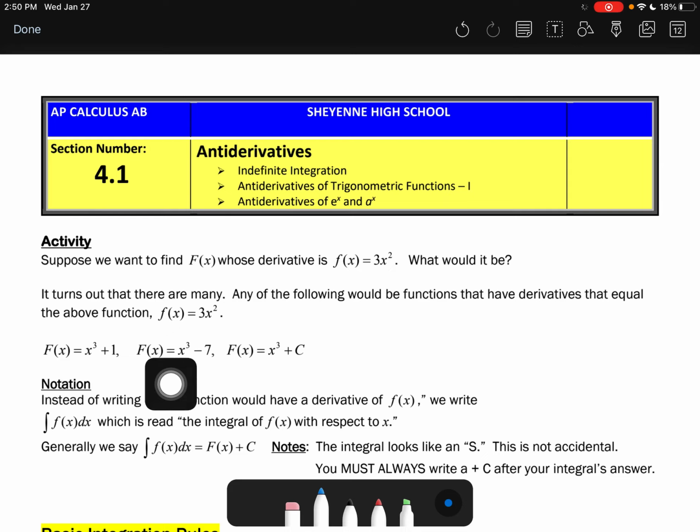But we could have had a +1 or a -7 or a +38. It doesn't really matter. But if we have some constant here at the end, that would disappear after we do the derivative. So when we do take the integral or the antiderivative of a function, we always want to follow it with a +C. Now that just means it could be any constant that was added, whether it's a positive or negative number, but we could have any constant added on at the end.